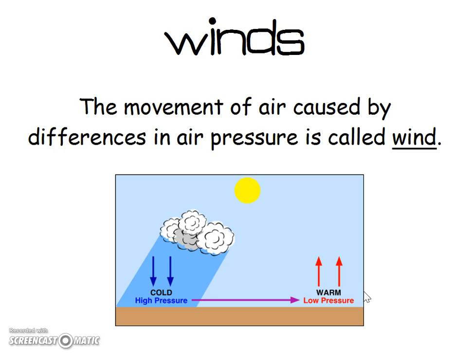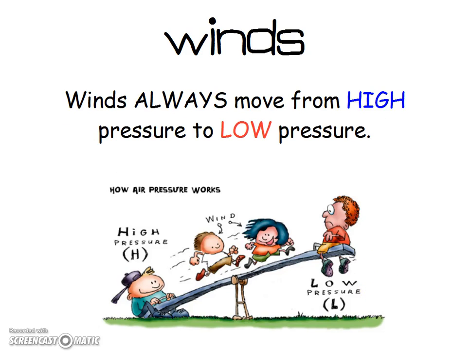Now, you may also hear that winds are caused by the unequal heating of the Earth, which is absolutely correct. If you think about how the sun shines on certain parts of the Earth, some parts are warmer than others. So this creates wind because you have warm and cold air, and you have low pressure and high pressure. One important concept that you need to know is that winds always move from high pressure to low pressure.